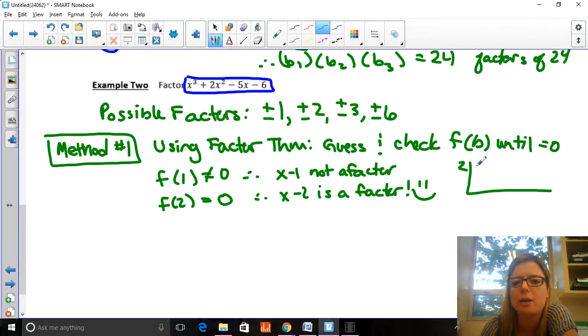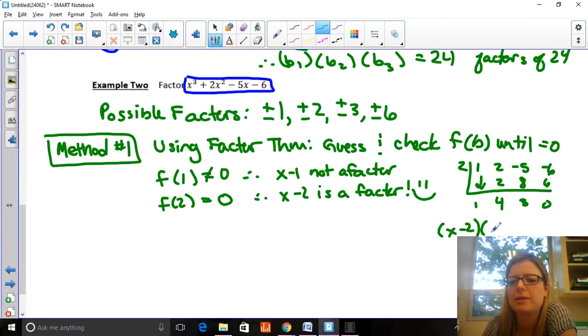So then I would put in 1, 2, minus 5, minus 6, and do the synthetic division. I get a remainder of 0, so that confirms what I thought. Now I know that when I do x minus 2, what I have here is x squared plus 4x plus 3, and that's just a quadratic. X squared plus 4x plus 3 factors to x plus 3, x plus 1. So now I'm done. I have my fully factored form.